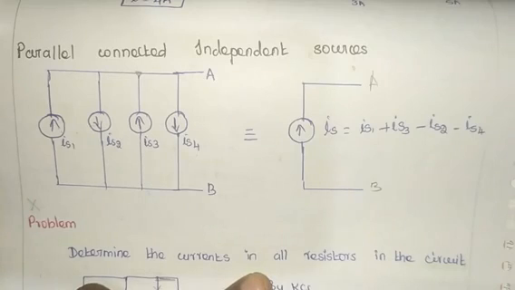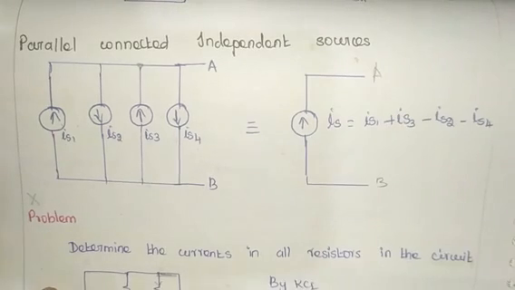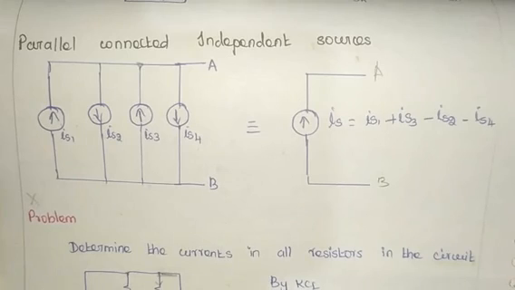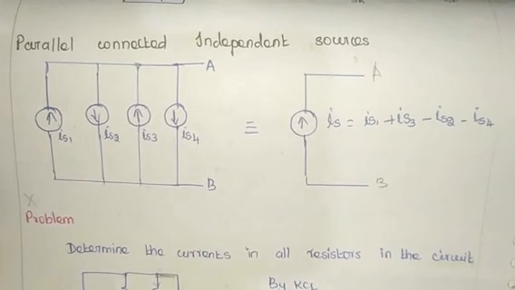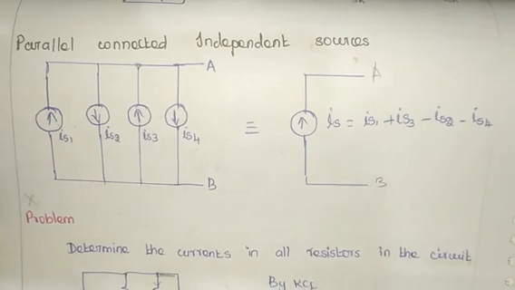When two or more current sources are connected in parallel, we can sum up all those values and write them as a single current source. For example, in this case there are 4 current sources connected in parallel, so we can add up all those values.